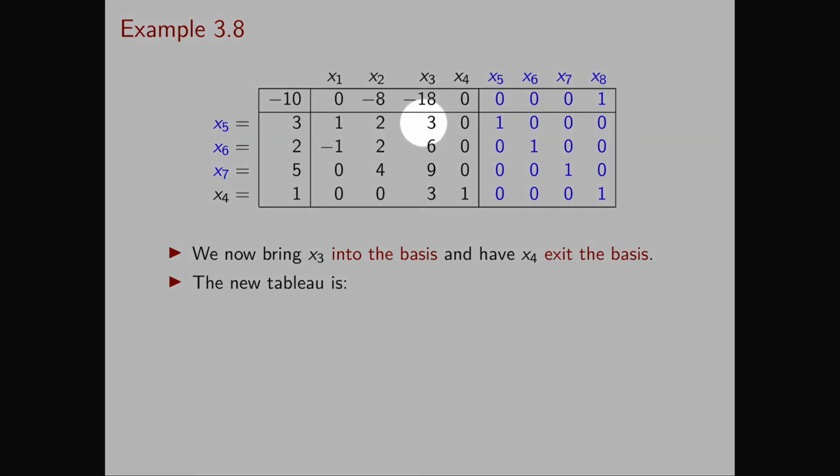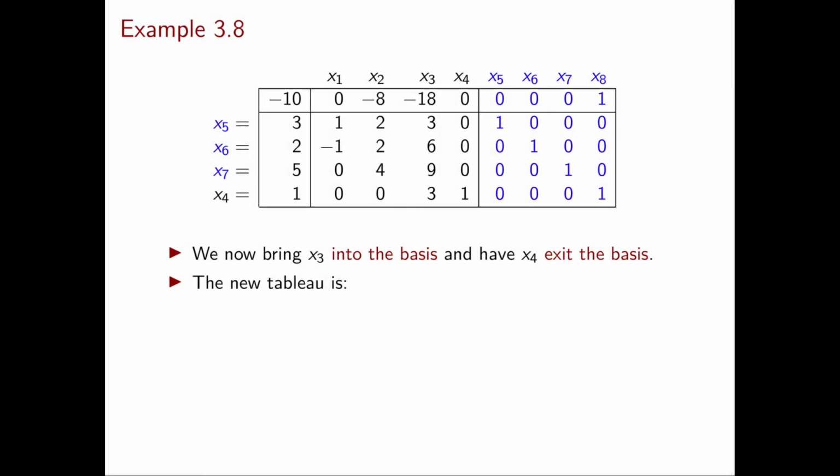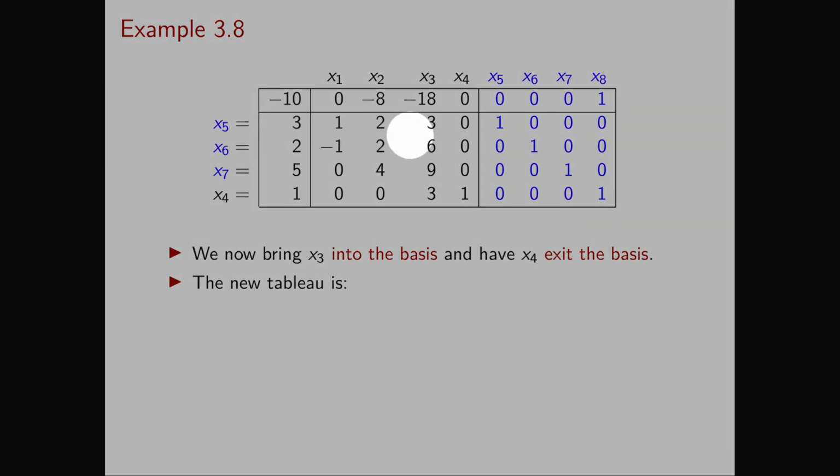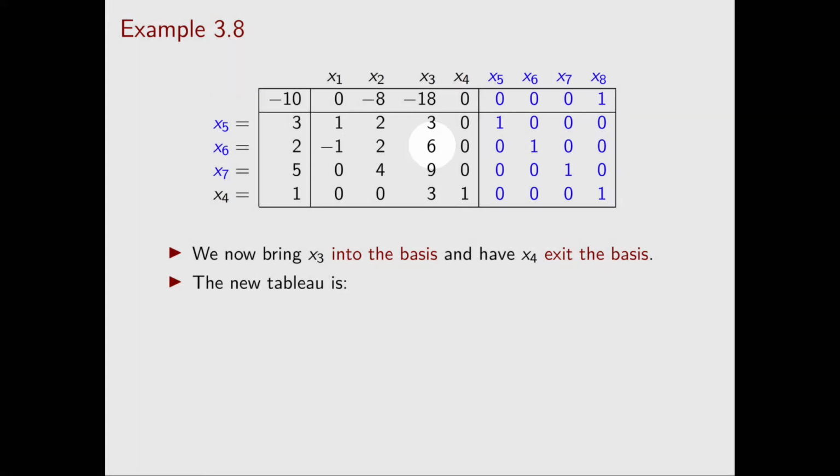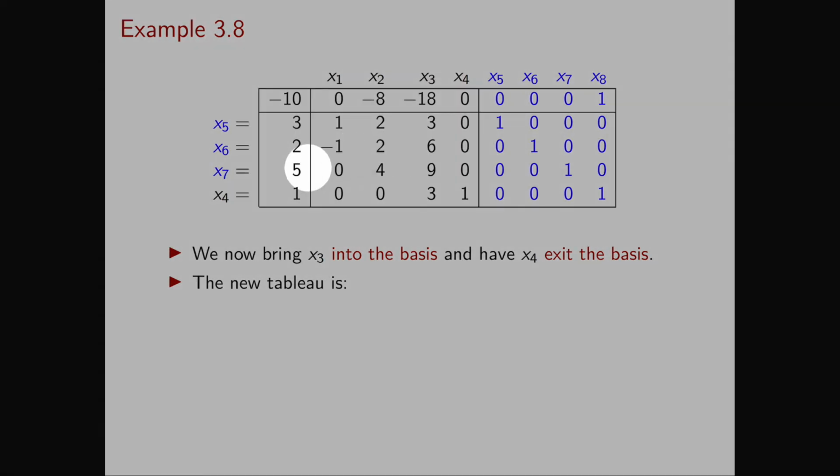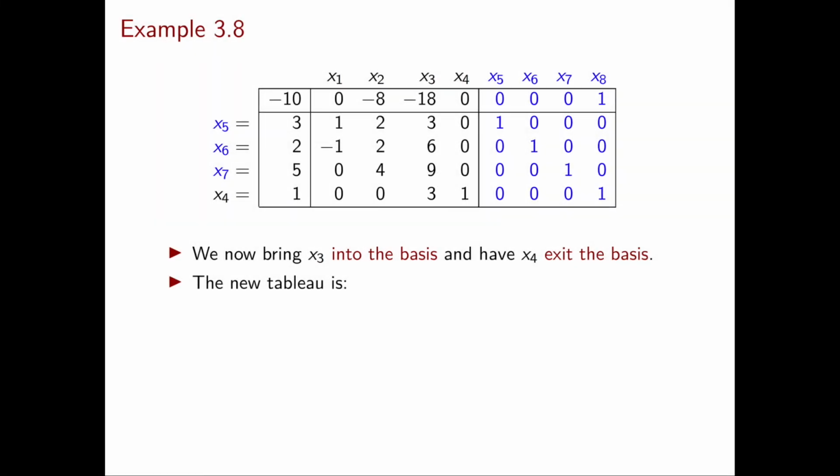Now the positive components in the pivot column are all of them, 3, 6, 9, and 3. So I need to compute the ratios and choose the smallest one. For the first basic variable, the ratio is 3 divided by 3, so it's 1. For the second one it is 2 divided by 6, which is 1/3. For the third it is 5 divided by 9, and then it is 1/3. The smallest among these numbers is 1/3, and I have a tie between the variables x6 and x4. As my pivoting rule, I choose x4 to leave the basis.